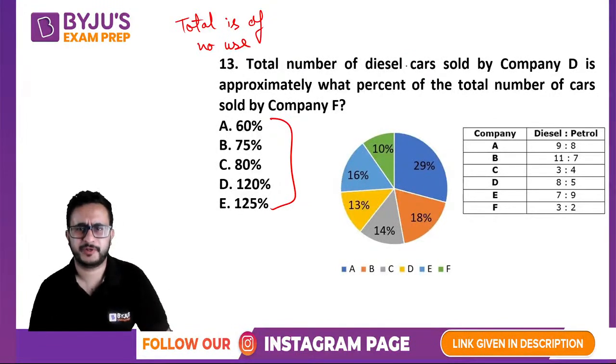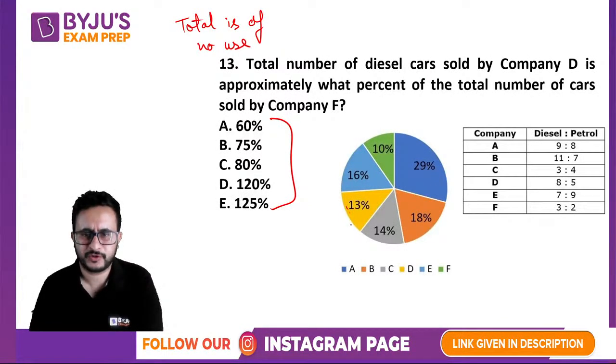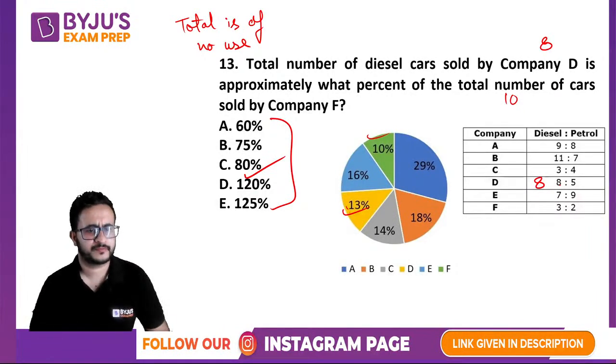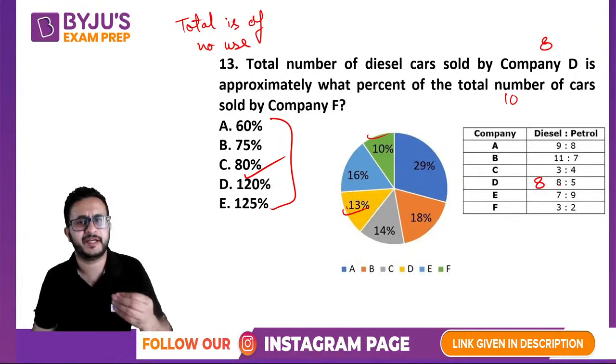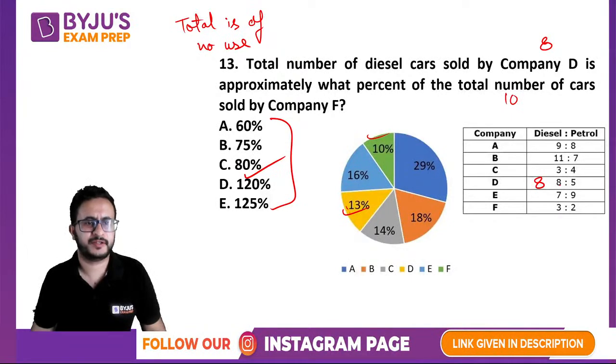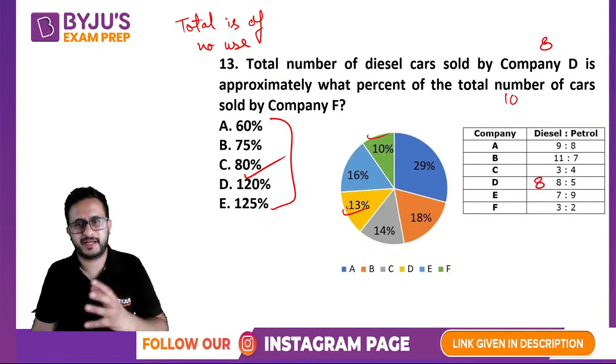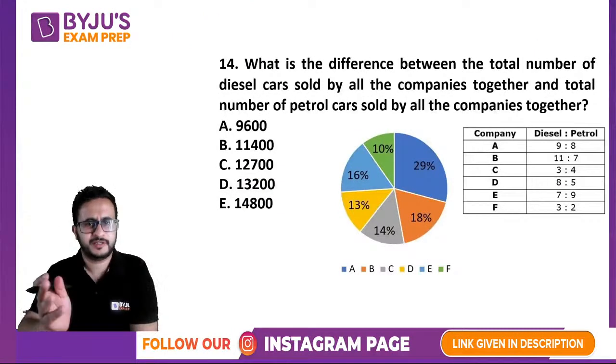So it says that total number of diesel cars sold by company D. So again we will go by this. So D के 13% है and diesel cars कितना हो गया? 8/13. So that is 8. Okay, is approximately what percent of total number of cars sold by company F? Company F कितना 10% कर रहा है. So it is asking that 8/10 कितना percent होता है? 80% होता है. ठीक है, सीधे सीधे 80%. No need to calculate the number of cars sold by D and then diesel cars sold by D. So if you do this, then obviously you are way above like 99.5% of the people, because they don't apply these things.